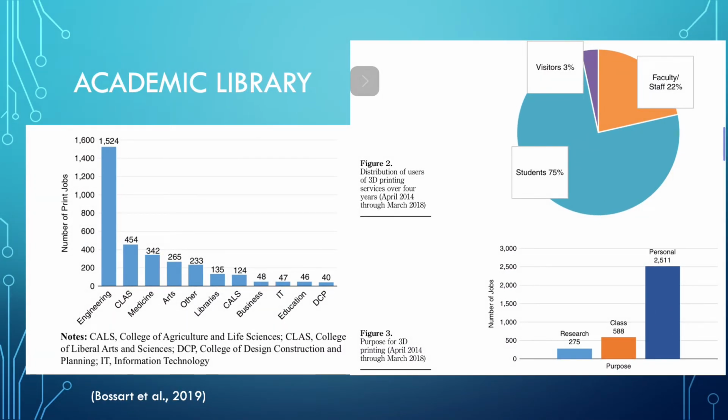Academic library. In a case study spanning 4 years of 3D printing at the University of Florida, it was found that a large majority of print jobs came from the engineering department. A large majority of users were students, though some faculty also used the services, and a large majority of printing jobs were for personal purposes. This study also focused on economic sustainability, but we will address that later.